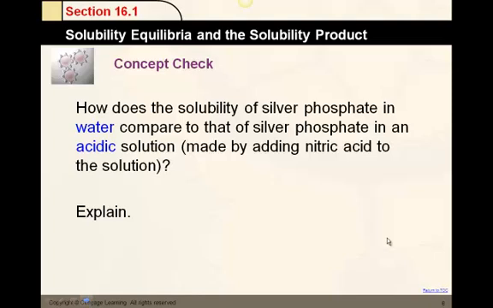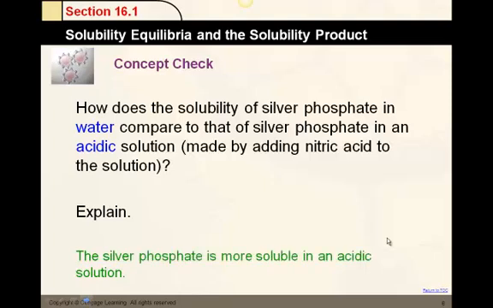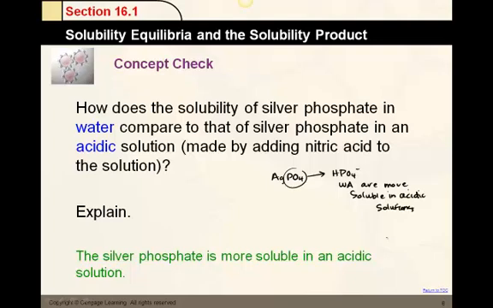Okay. How does the solubility of silver phosphate in water compare to that of silver phosphate in the acidic solution? Silver phosphate is more soluble in acid. So let's check it out and figure out why. Silver phosphate. So we're really looking at the phosphate part. HPO4 negative is the acid. This is a weak acid, and remember, weak acids are more soluble in acidic solutions. So that's why the silver phosphate is more soluble in acidic solutions.